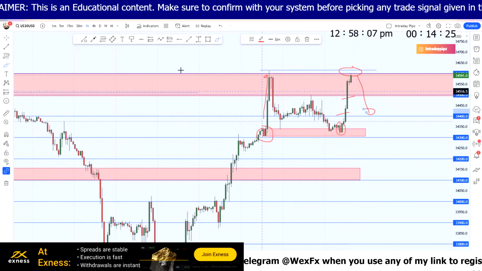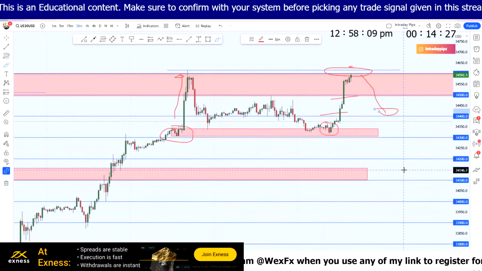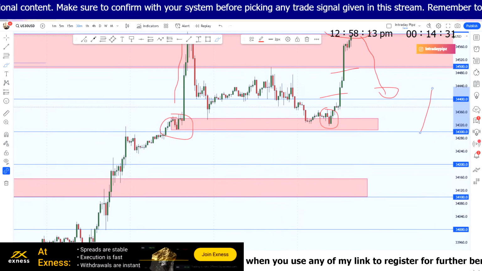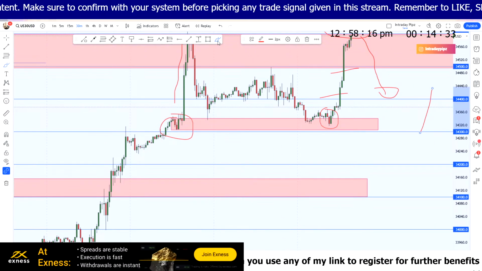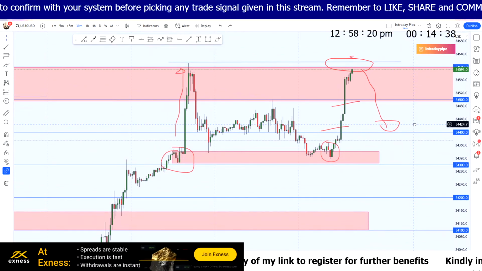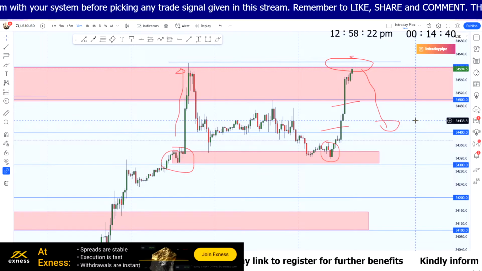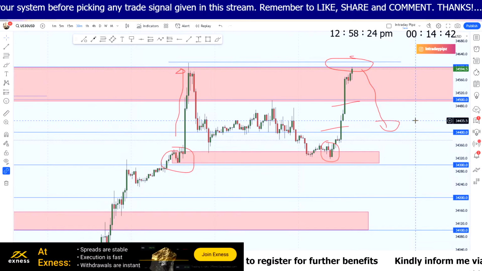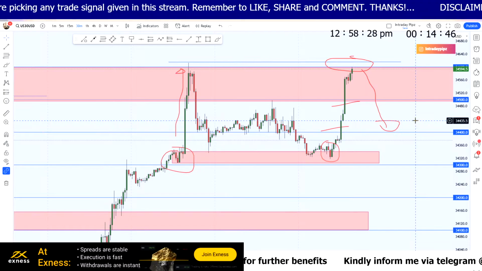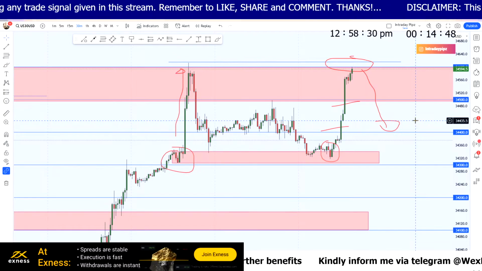So let's keep an eye on US30. Let's step down to the 30 minutes time frame to get a clearer price action, because we do not want to just pick trades. We want to see some level of confirmations so that when we pick the trade, we can conveniently stay in the trade and allow the market to play out.